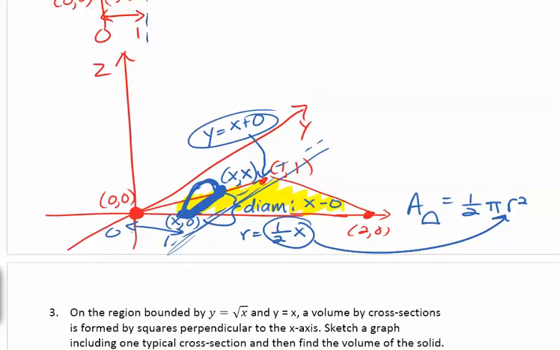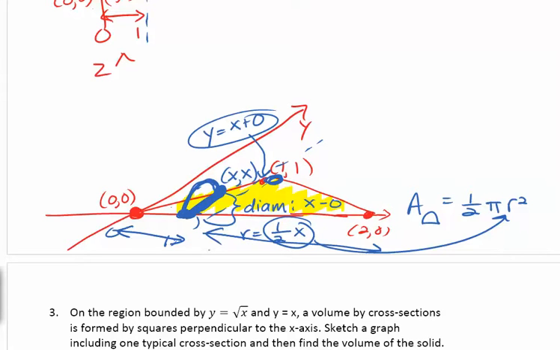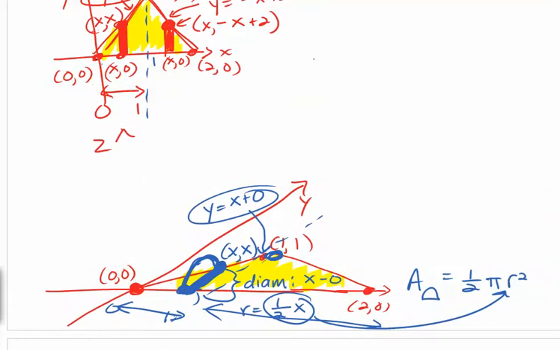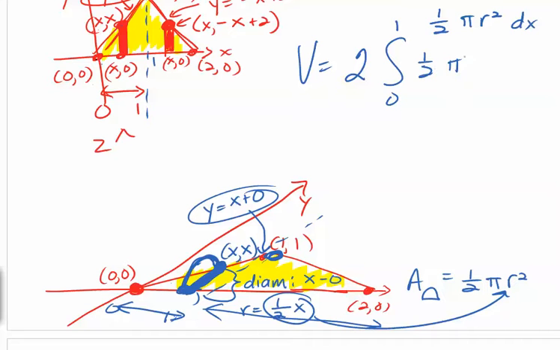So our integral, and again remember that we have to do some symmetry here. If I go from 0 to 1, that's only half of our triangles. Then the second half would go from 1 to 2, and it would be exactly the matching triangles. So here we're going to use symmetry. So our integral is going to go from 0 to 1, and our semicircles, 1/2 pi r squared dx. Our radius here is 1/2 of x.